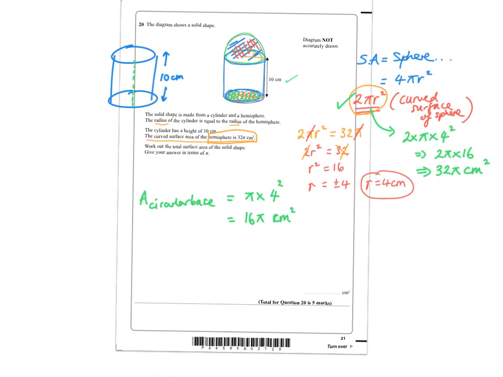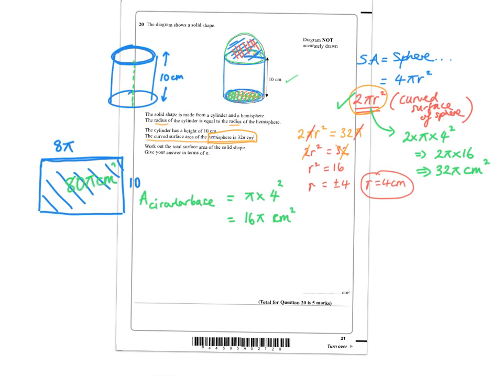If you cut down this green dotted line, you would basically make it out to be a rectangle. The height would be 10, but this distance here would be the circumference of this circle, and the circumference is pi times the diameter, so that would be pi times 2 of the radii, and we know the radii are 4 each, so the diameter's got to be 8. So we know that the curved surface area here is just 10 lots of 8 pi, which is 80 pi centimetres squared.